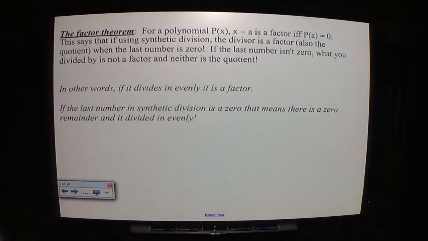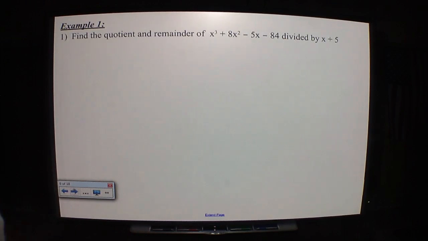Using synthetic division, the divisor is a factor, also a quotient, when the last number is 0. So it divides in evenly. When the last number isn't 0, what you divide by won't be a factor, and the quotient won't be a factor. Neither are factors. So if it divides evenly, it's a factor. 0 last number means divided evenly, means it's a factor.